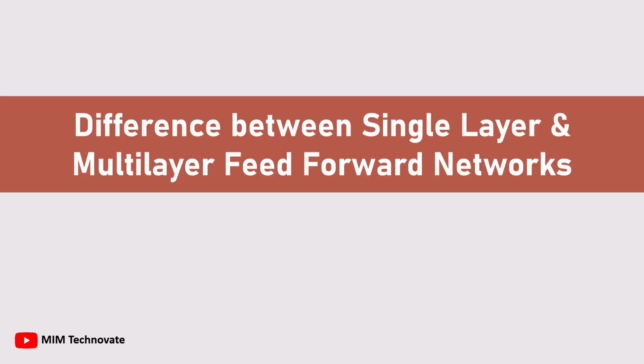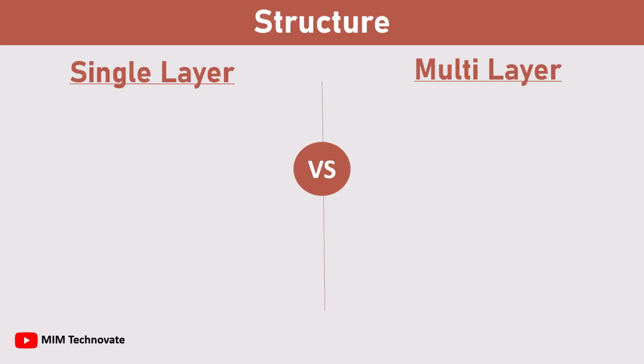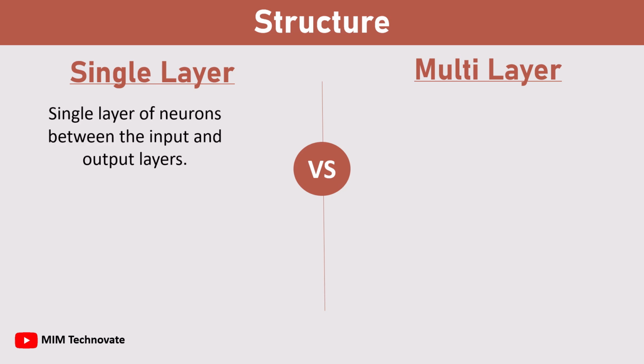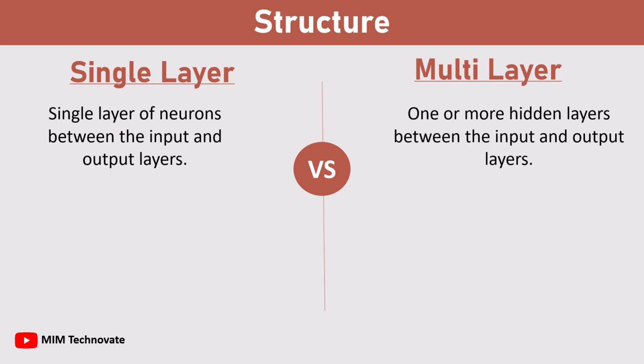Difference between single-layer and multi-layer feed-forward networks. Structure. Single-layer feed-forward networks have a single layer of neurons between the input and output layers. Whereas, multi-layer feed-forward networks have one or more hidden layers between the input and output layers.